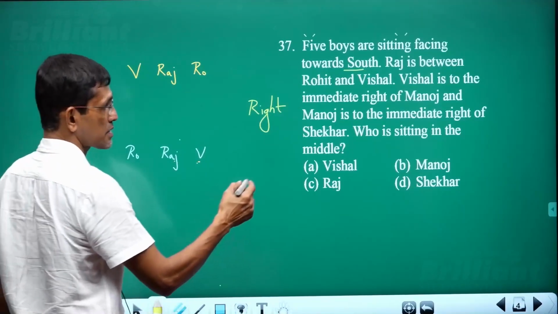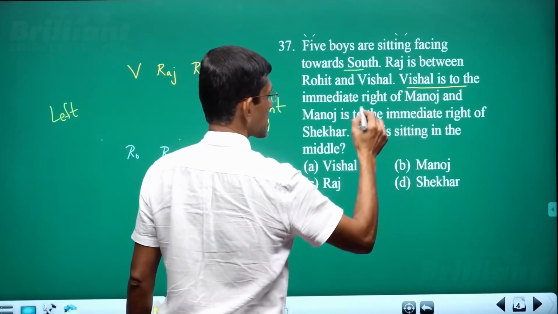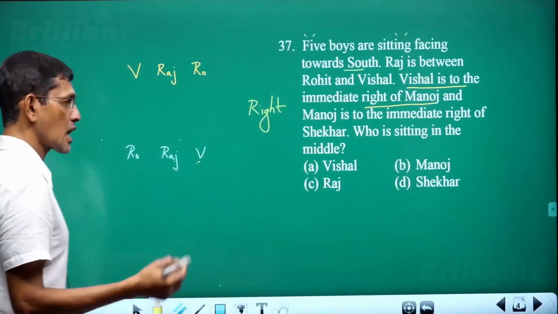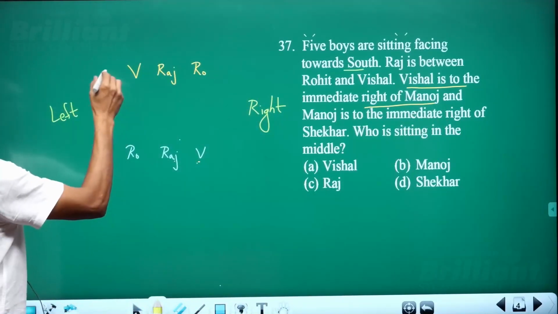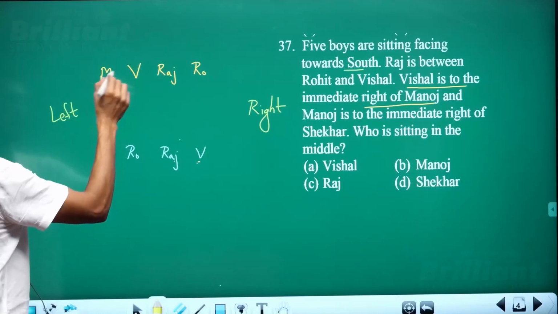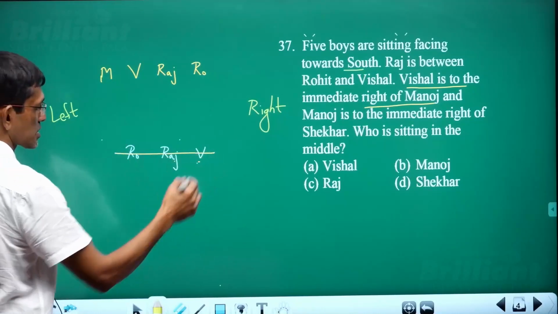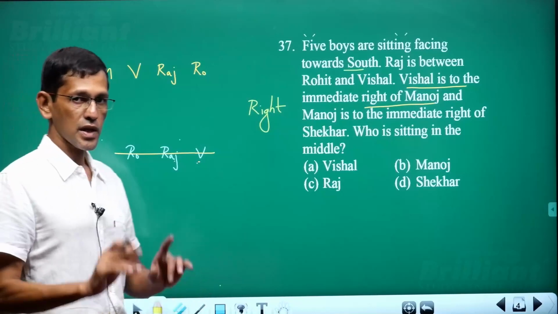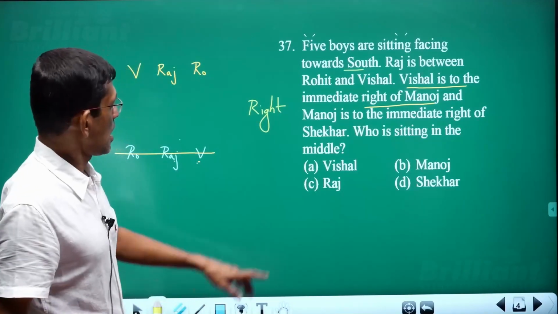So what is the condition given? Vishal is to the immediate right of Manoj. So Vishal is to the immediate right of Manoj. This is the only possibility. So Manoj is here, Vishal is to the immediate right. So this other arrangement doesn't work. Good. So we have only one possible arrangement.